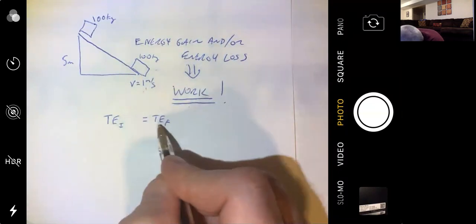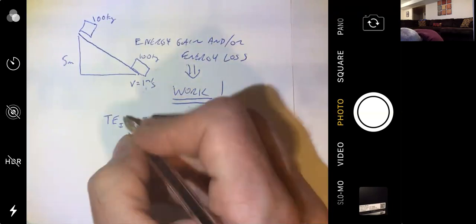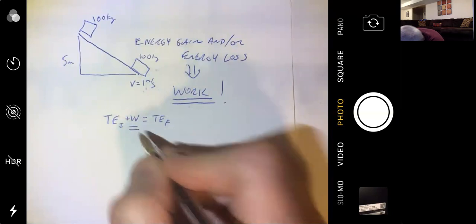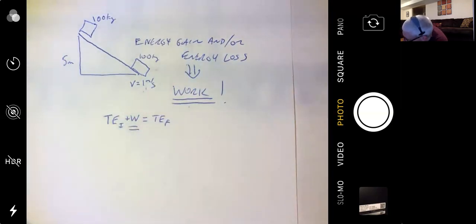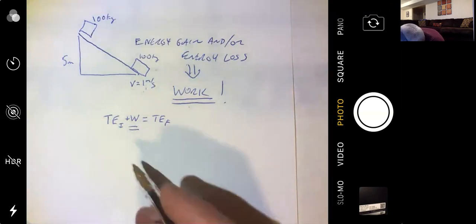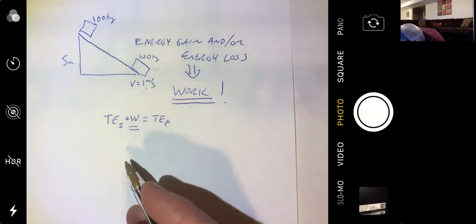Total initial energy is still equal to total final energy. But what we have to add in here is this work term. And you'll notice that I'm going to always put a plus W, and the reason for that is that the signs will work out. You'll see what I mean as we go through this. So let's go in here and do the actual math for this.